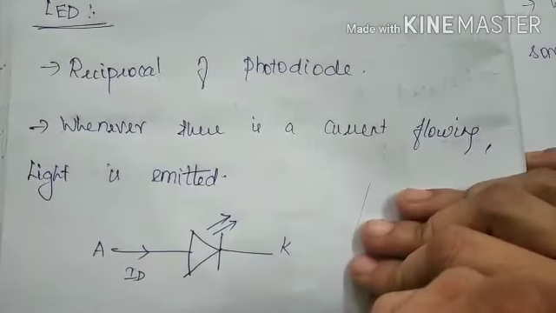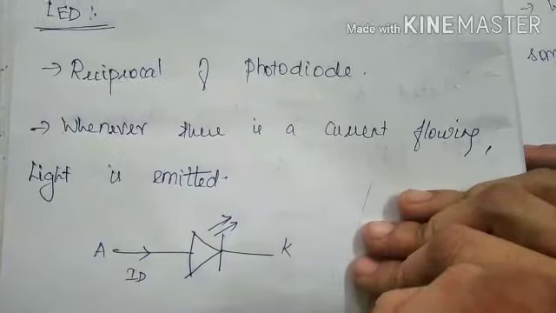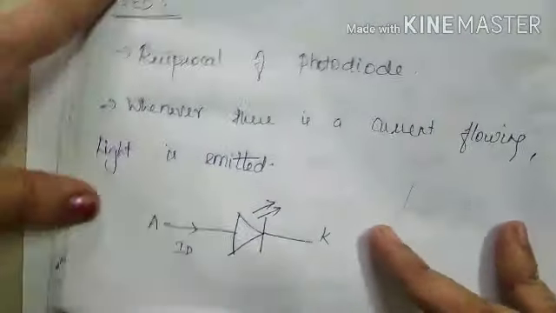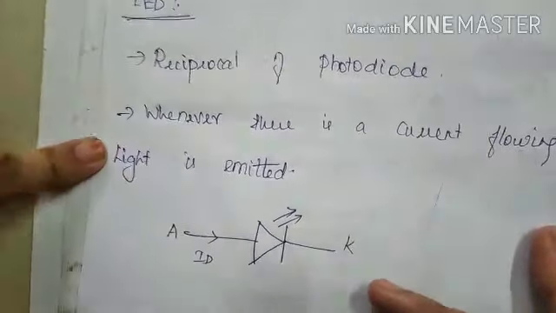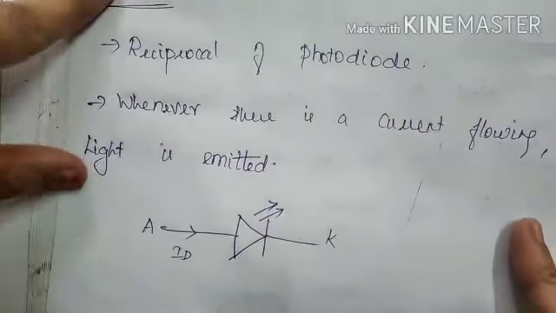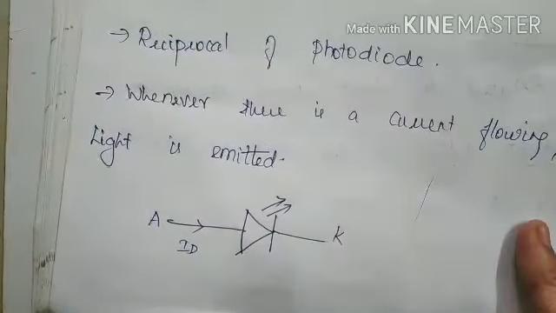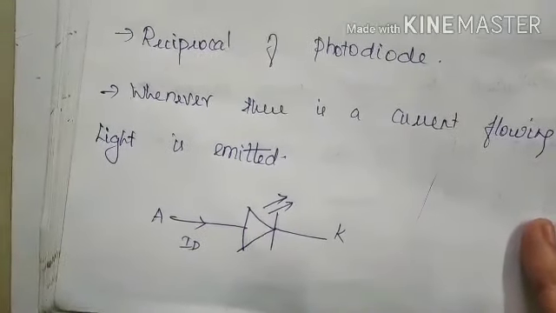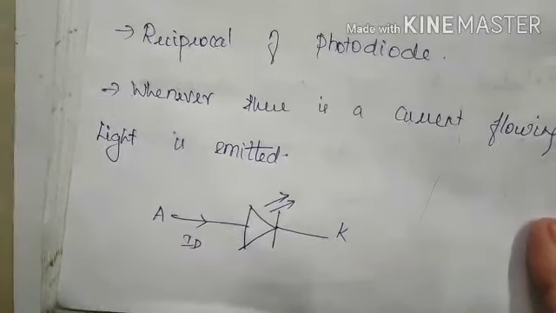In this session we are going to cover the subject of electronic devices and circuits, and the topic is a continuation of the previous video, that is special diodes. Already we have covered two types of special diodes. In this session we are going to see the remaining four special diodes.